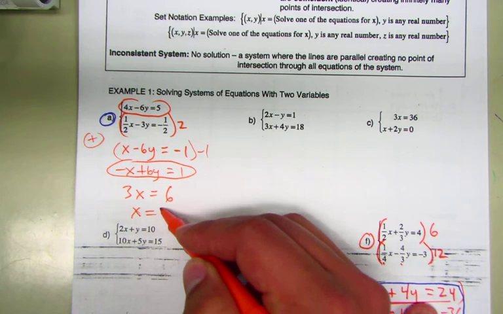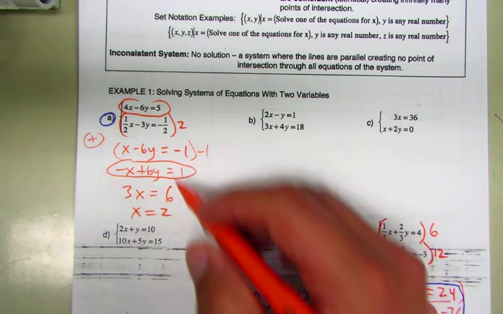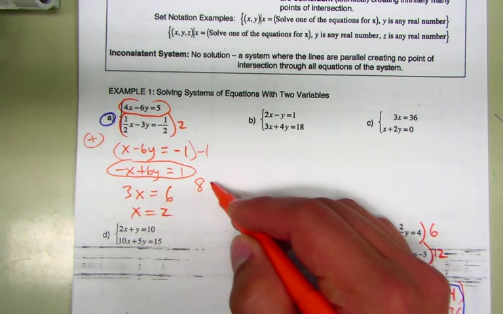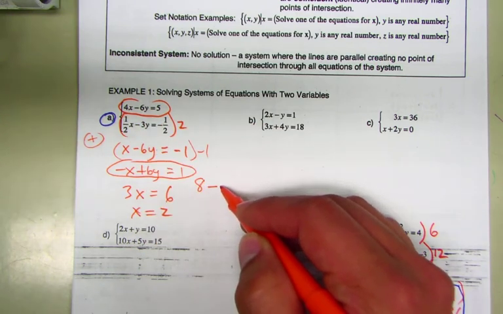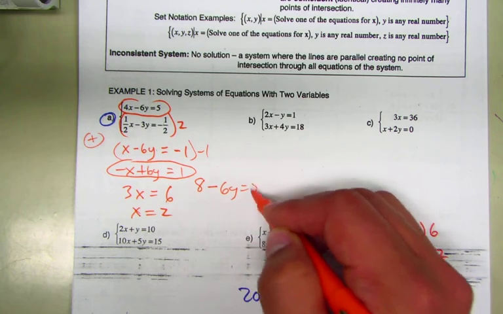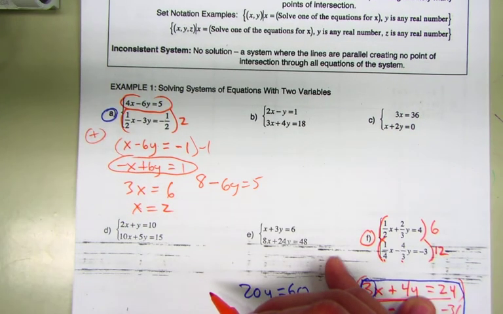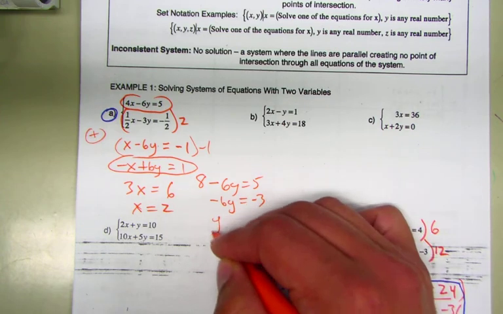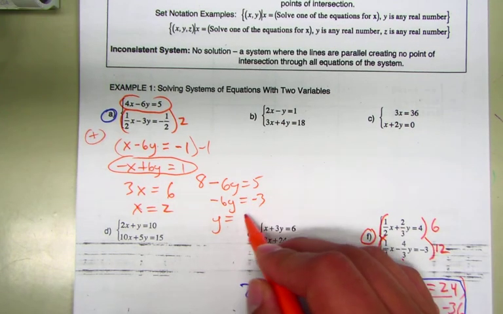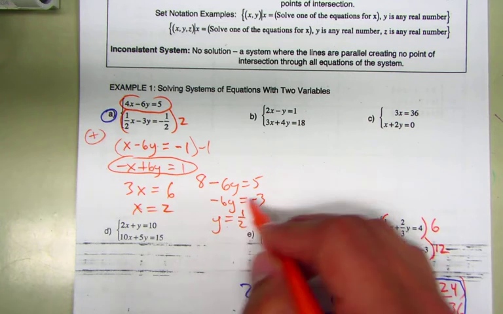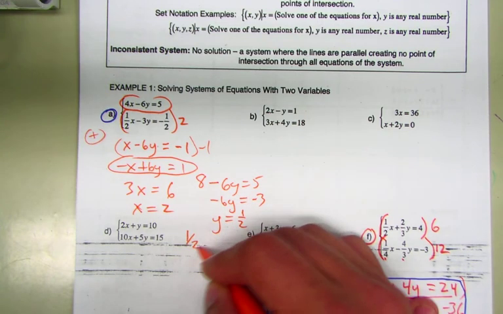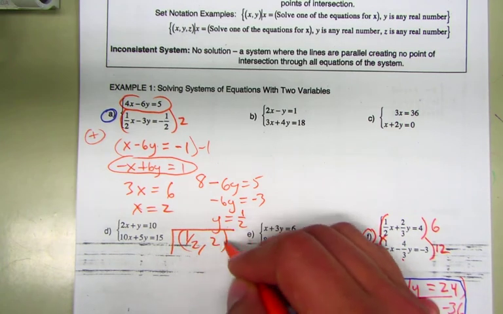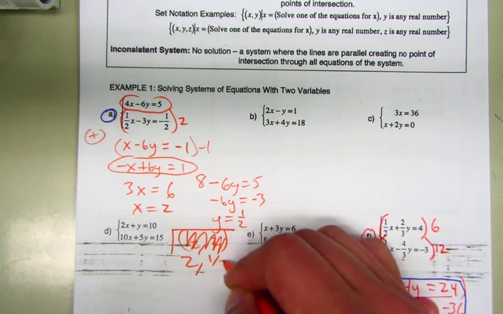So x is 2. Plug it back in. So that'll be 4 times 2, which is 8, minus 6y equals 5. Move the 8 over. And you should have gotten what for y then? That is correct. So 1/2, comma 2. Oh, I wrote it backwards. Thank you. 2, 1/2.